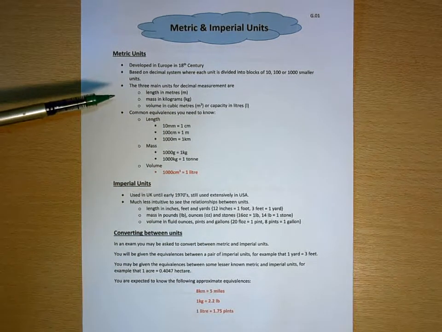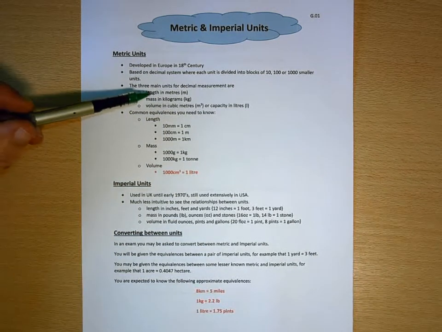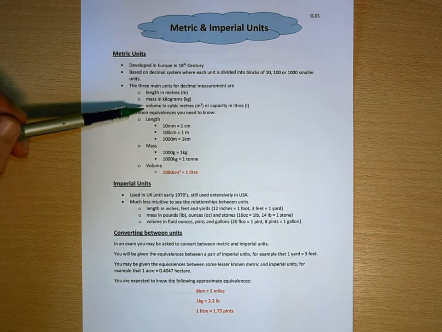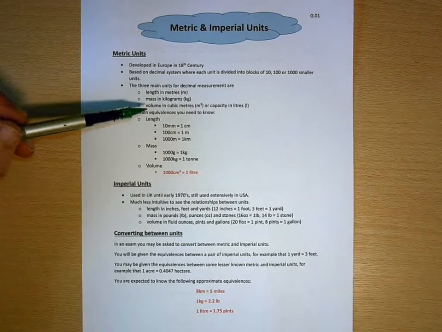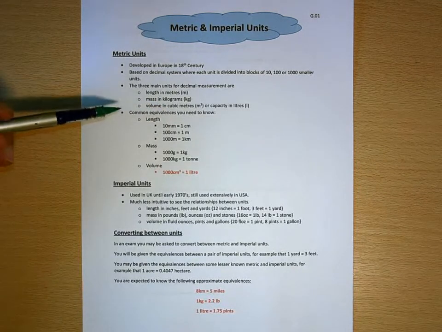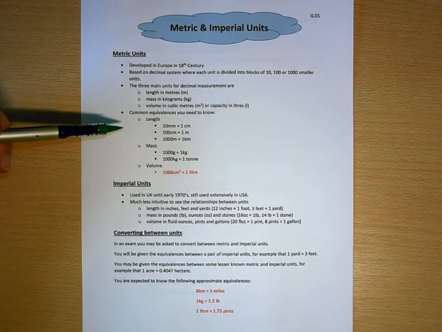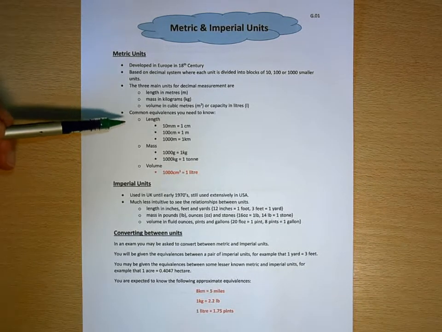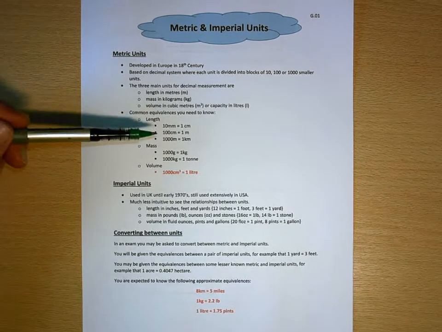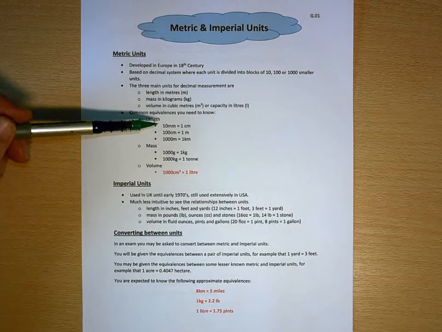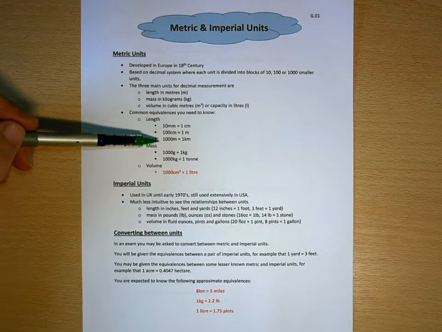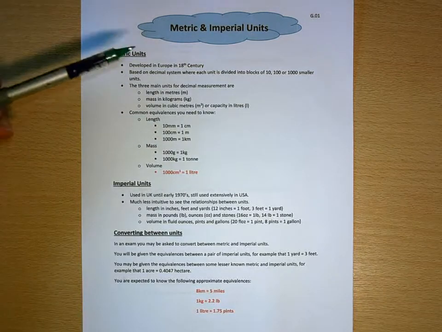The three main units for decimal measurement are length, meters, mass, kilograms, and volume. Volume is in cubic meters, or in capacity, which would be liters. There are a number of equivalences that you need to know changing one metric unit to another. So for example, in length you need to know and be able to deal with the fact that there are 10 millimeters in a centimeter, 100 centimeters in a meter, and 1,000 meters in a kilometer.